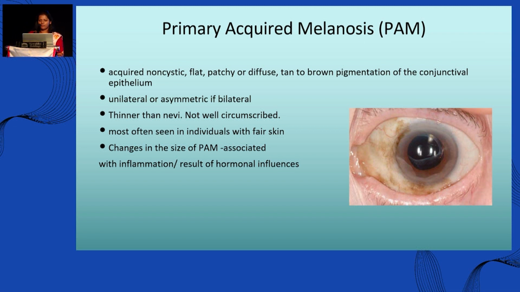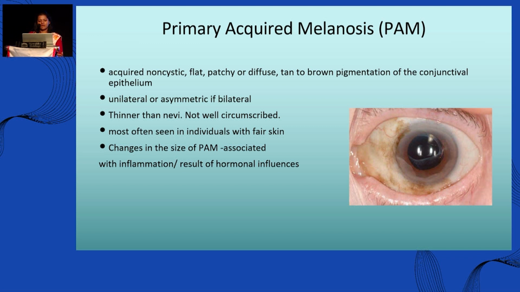So then coming to the primary acquired melanosis. So this is a little bit sinister lesion because it has a malignant potential. So they are acquired and non-cystic, flat, patchy or diffuse, tan to brown pigmentation of the conjunctival epithelium, and they are usually unilateral. And if bilateral, they are asymmetric, unlike the complexion-associated melanosis. And they tend to be thinner than the nevi, and they are not well circumscribed like the nevi.